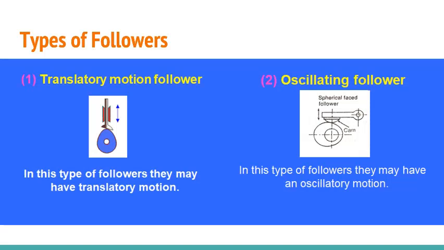Then according to the motion, translatory motion followers have the translatory motion, that is moving up and down. Then oscillating motion, the follower has the oscillatory motion.